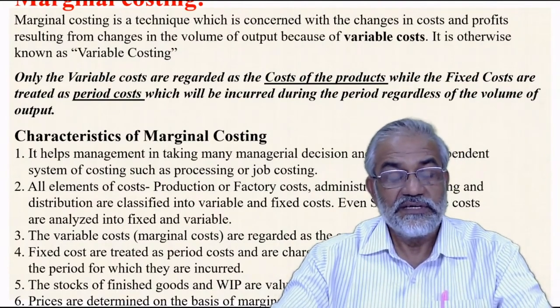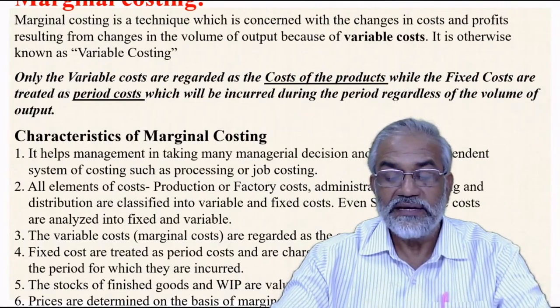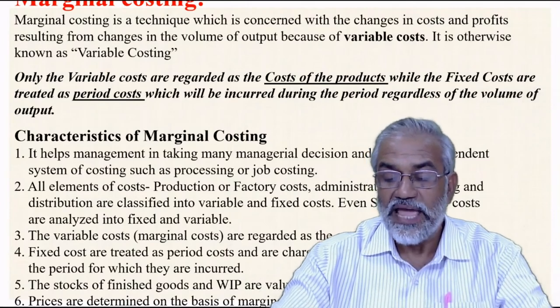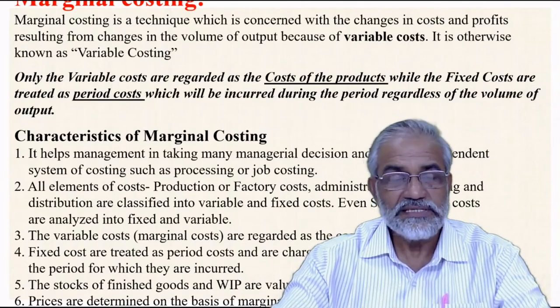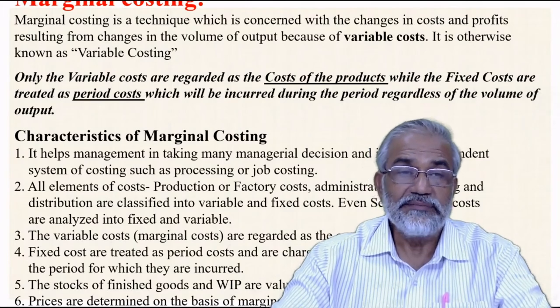In other words, the fixed cost means the cost which remains constant irrespective of volume of production for a certain time frame and for a reasonable range of production. That means it doesn't vary with the volume of production and it remains constant.